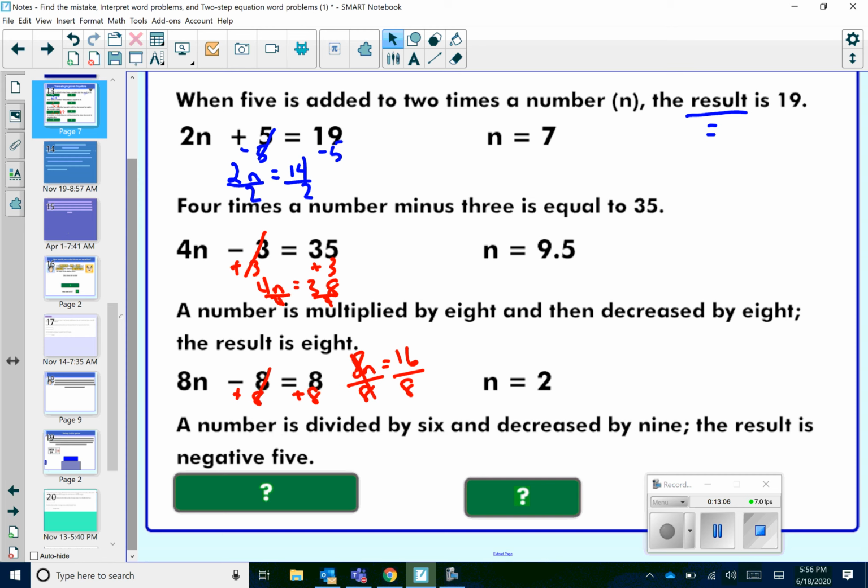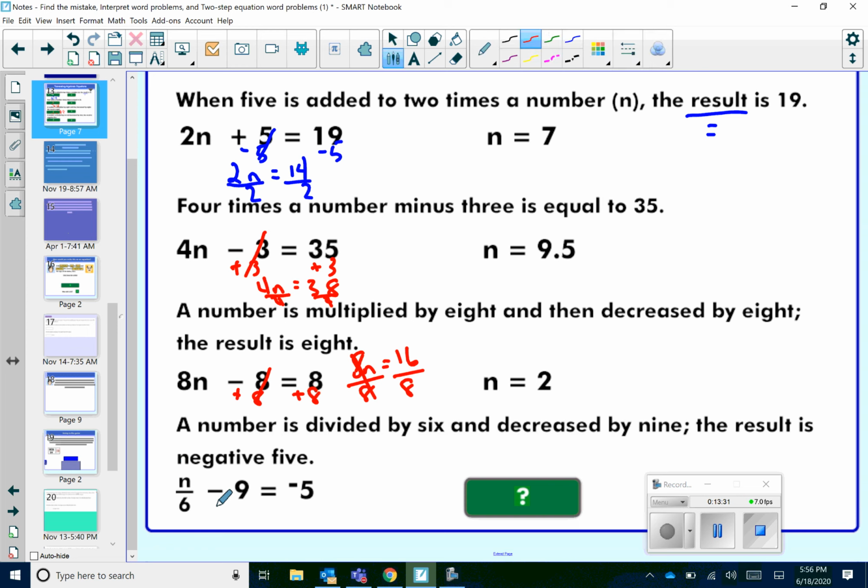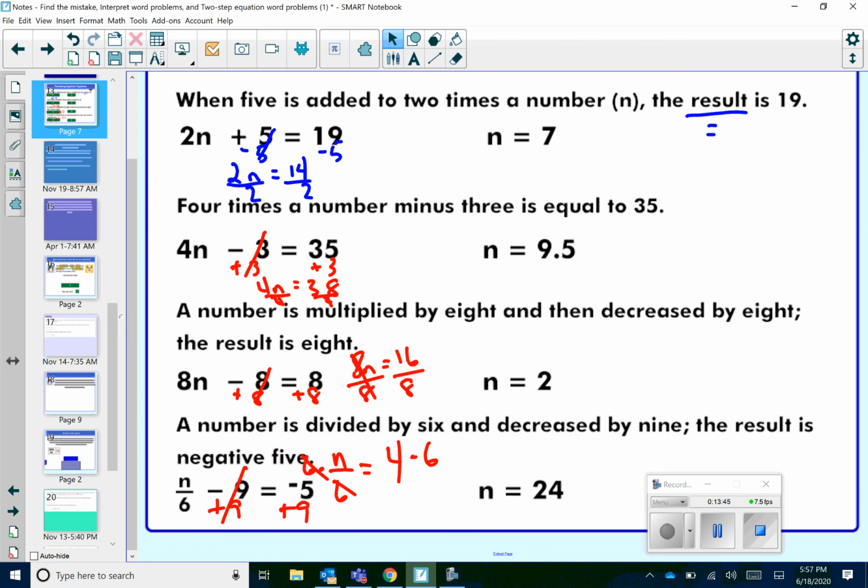A number is divided by 6 and decreased by 9. So n divided by 6 would be n over 6. Decreased by 9 would mean minus 9. And the result would be negative 5. So remember, when we show division with algebraic equations, we always use a fraction bar rather than a division symbol. So n over 6 minus 9 equals negative 5. To solve this, I would add 9 on both sides. That would leave me with n over 6 equals a positive 4. And then we would multiply by 6 on both sides, leaving us with a final answer of n equals 24.